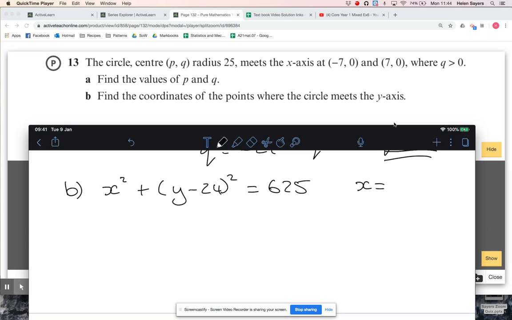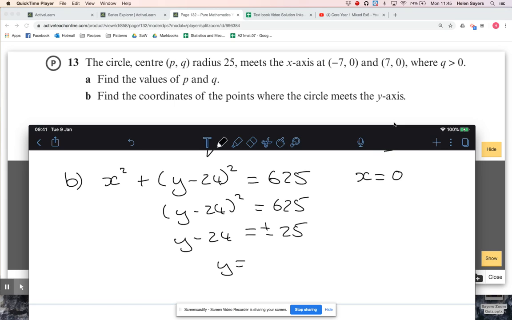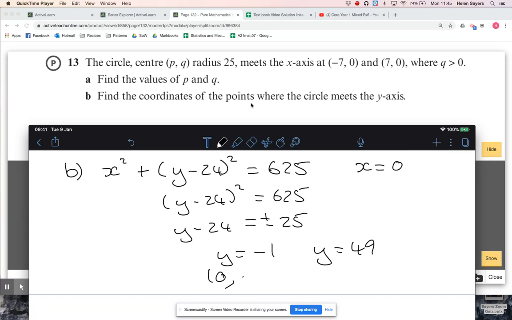Find where it meets the y-axis. Well, it meets the y-axis when x is 0. So that will just become (y minus 24) all squared. I'm going to square root, not forgetting plus or minus. So y is either minus 25 plus 24, or y is 25 plus 24. And do be careful, it does say points, so we are expecting 2, but they asked me for coordinates, so I must give those as coordinates. So they would be my final 2 answers for part B.